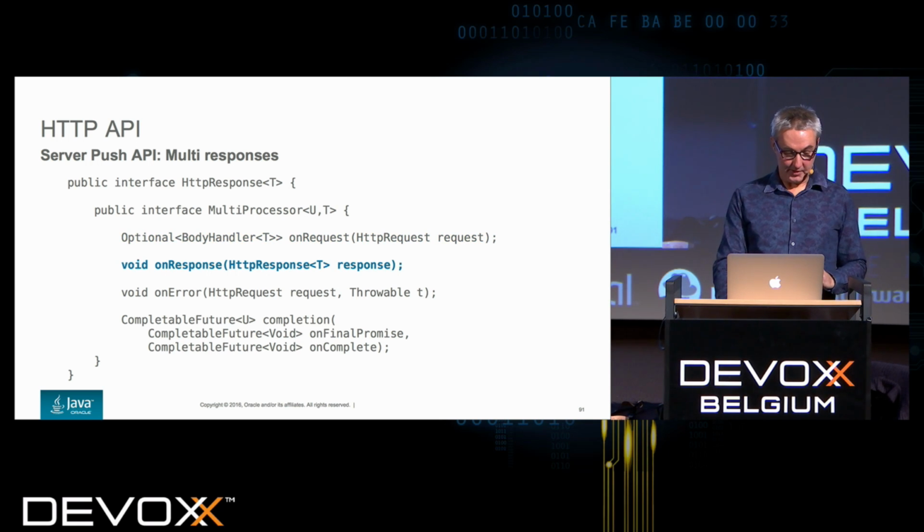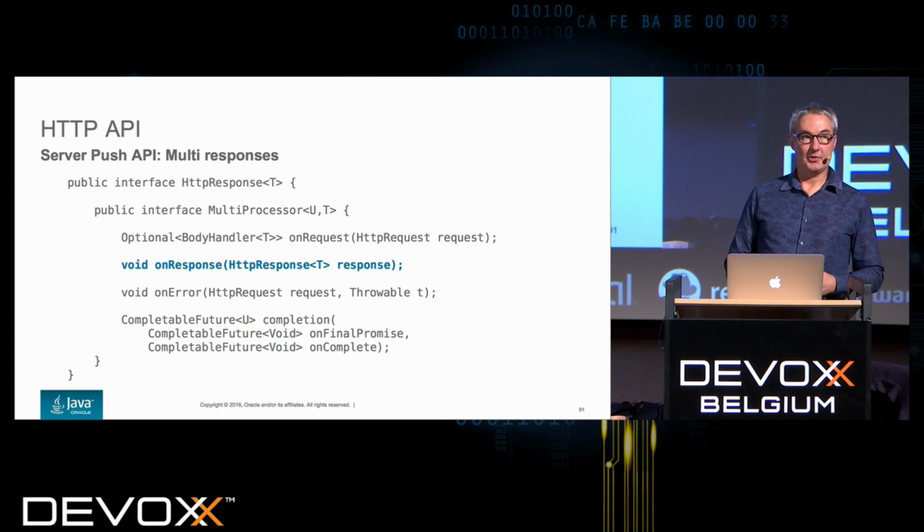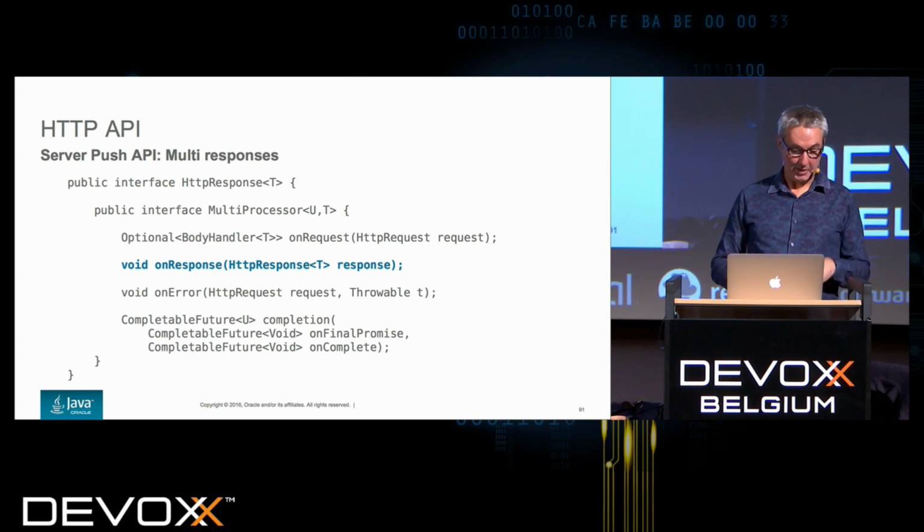The second method then is onResponse. That's called once for every response that's received. So depending on which pushes were accepted and which were rejected, onResponse will be called for the main response and for every push promise that was accepted. If an error occurred, instead of onResponse being called, then onError gets called. So either onResponse or onError will be called for every expected response that you are expecting through this interface.